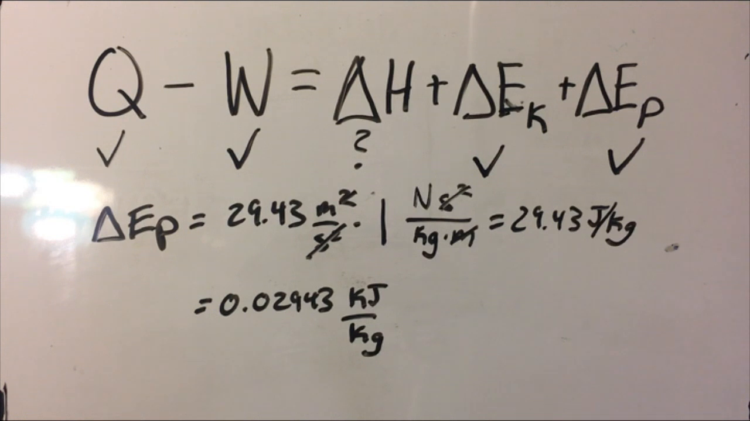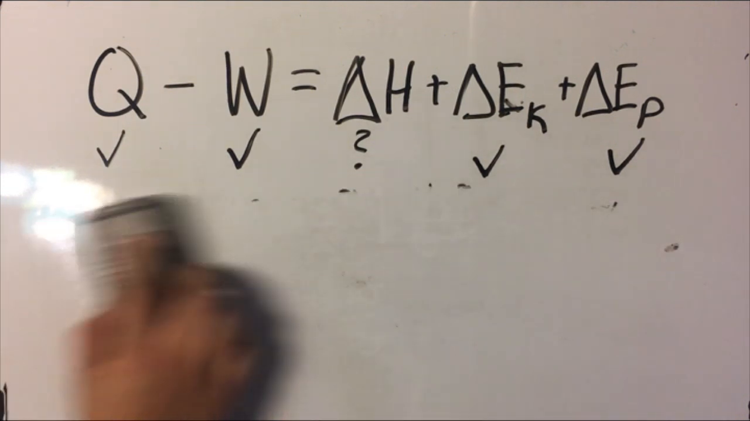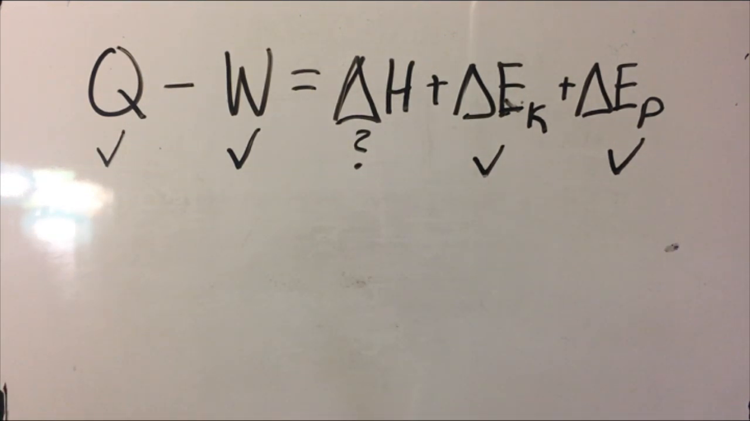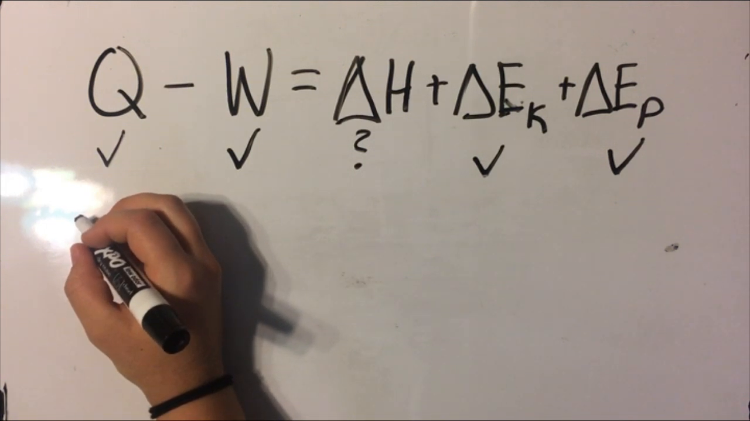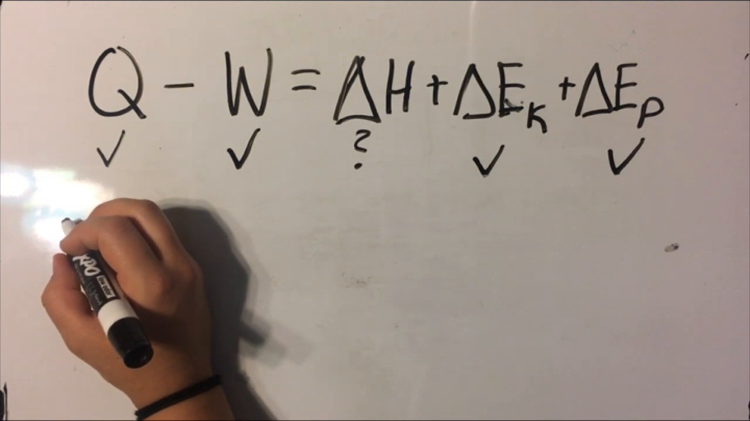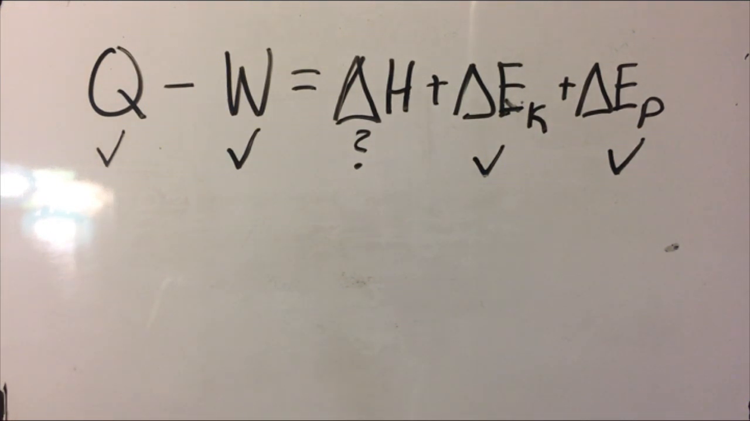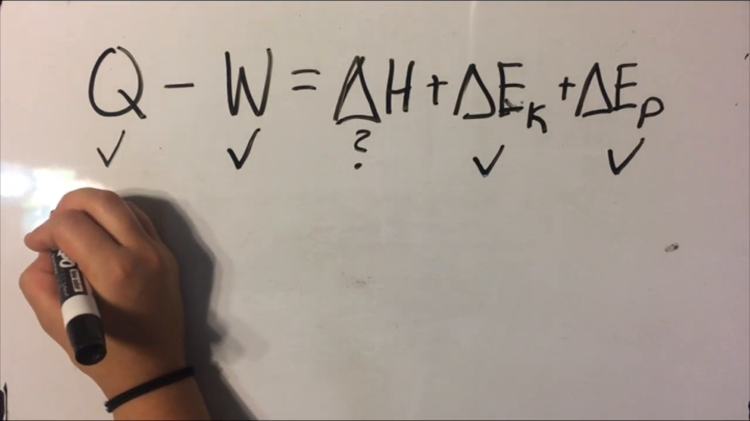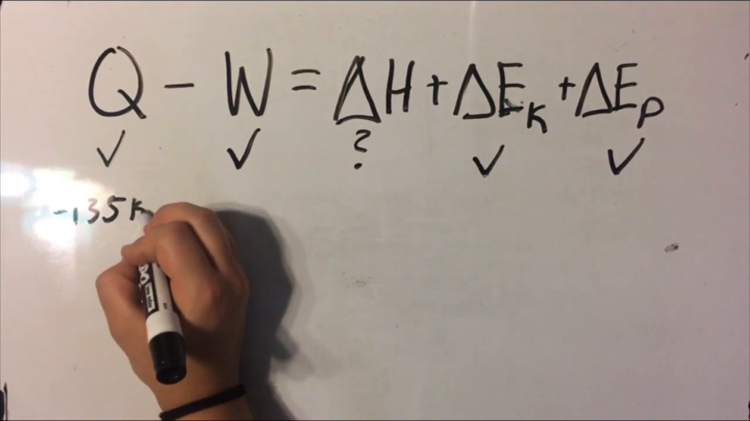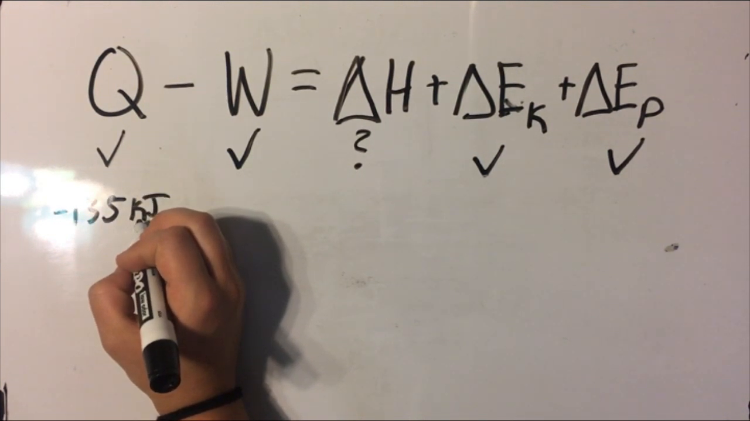All right, so we now have our energies. Let's look back at our energy equation and see what values we have now. From our problem statement, we're given our Q. We know that we have heat losses, so it's going to be a negative. We've got a negative 135 kilojoules per minute. That is our heat loss.